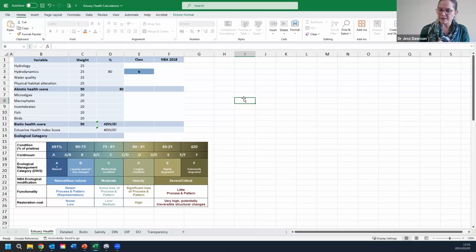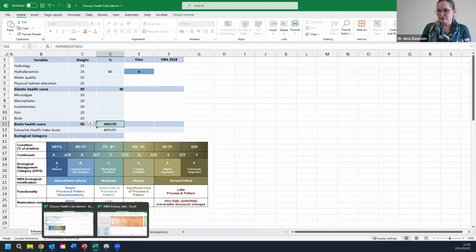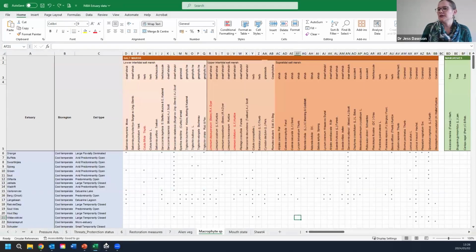And all of that in the end will calculate to a value that will then give us what the estuary health is as per your assessment. And then we're going to go and get what it is on the NBA and see how well you did in our rapid desktop assessment. So using the available information that we have, we're going to go back here.